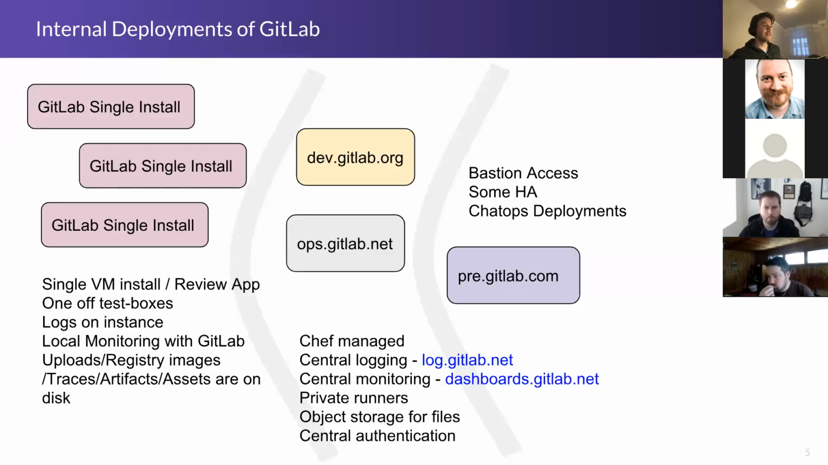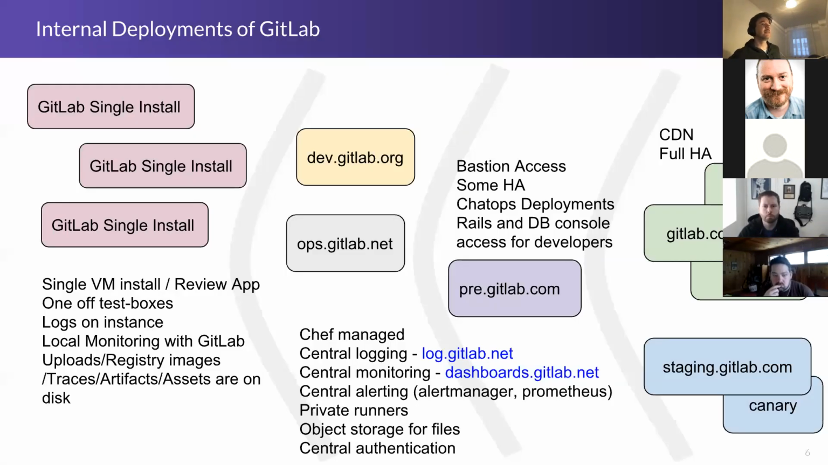The next tier is where I'm putting this new environment, PreProd, pre.gitlab.com. It introduces a bit more. It has a bastion, it has some HA, and you can also do chat ops deployments. And then the last tier of environments are production and staging. Of course, production and staging are extremely similar in topology, although they do have some differences, like the number of instances is much smaller for staging. In some cases, the instance sizes are different, but we typically keep them the same.